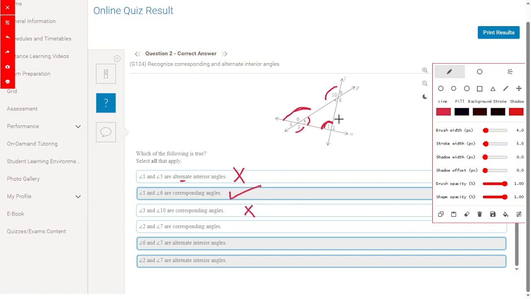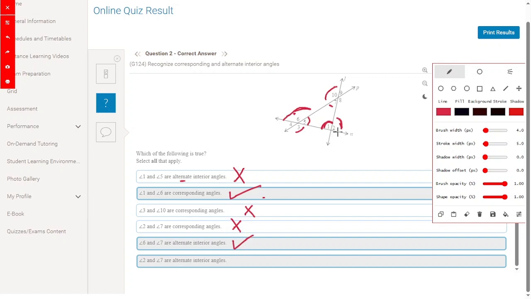Angle 2 and angle 7 are corresponding angles. No, they are not corresponding angles. Wrong answer. Now angle 6 and angle 7 are alternate interior angles. Yes, they are alternate interior angles.